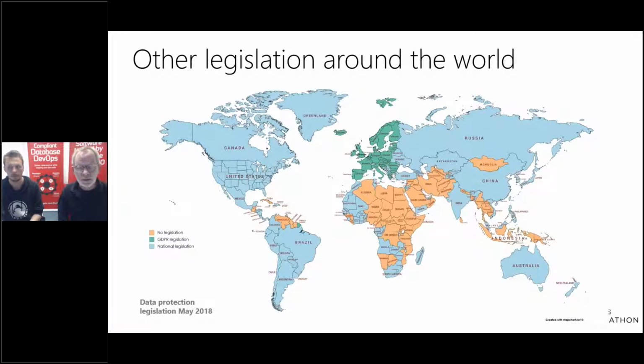Those in orange have no data protection legislation at all. And those in blue are the ones with national legislation that's been around for a while and is looking a bit ragged around the edges. Green shows where the GDPR came into effect, and you'll notice just above Brazil, a little bit of green there, and that's French Guiana. That's on the east coast of South America because that's an overseas department of France, so it's actually covered by the GDPR.